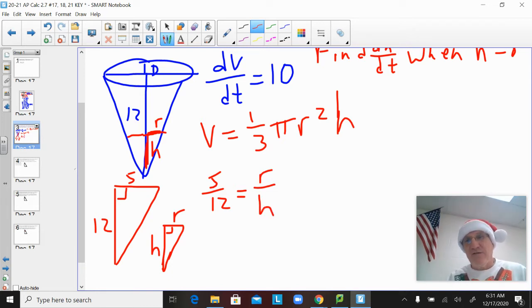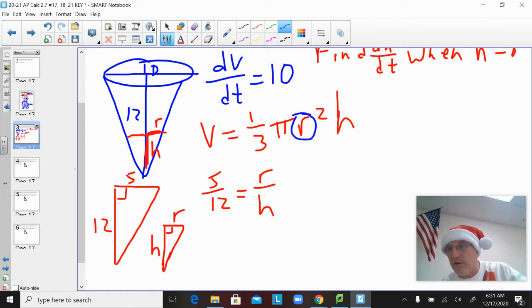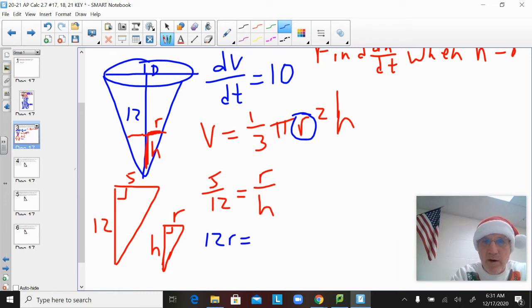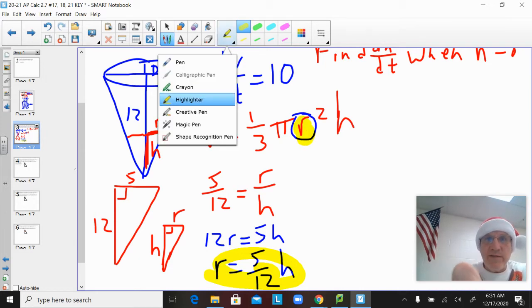I think I want to solve this for R. So again, just like in the last problem, I want to replace that R with something in terms of H so that my equation only has V and H in it. So if I cross multiply this, I get 12 R equals 5H. And I divide, R equals 5/12 H. So I am going to substitute this in for that.